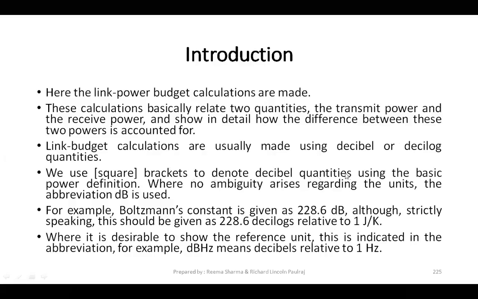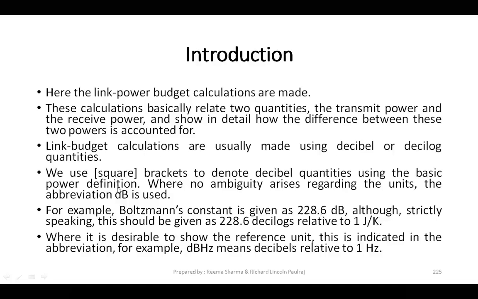We use square brackets to denote decibel quantities. Keep in mind, we are going to use some notations here. Link budget calculations are usually made using dB or decilog quantities, and square brackets are used to denote this. Whenever you find something inside square brackets, it is understood that the values are in dB. Keep this in mind and make note of this point. Where no ambiguity arises regarding the units, the abbreviation dB is used. For example, the Boltzmann constant is given as minus 228.6 dB, although strictly speaking, this should be minus 228.6 decilogs relative to 1 joule per Kelvin.